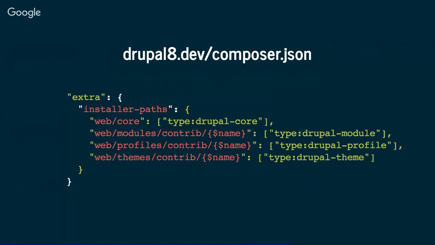And this is happening because Composer reads the package definition, in this case a Drupal module, and there is an extra section within our Composer file where we define our installer paths. We're telling Composer, if you find a package of type Drupal module, make sure you download it to web modules contrib and then the name of the package. Same thing for profiles and themes. So any package of those types won't get downloaded to the vendor directory. In this case, we're forcing a specific directory for the download.